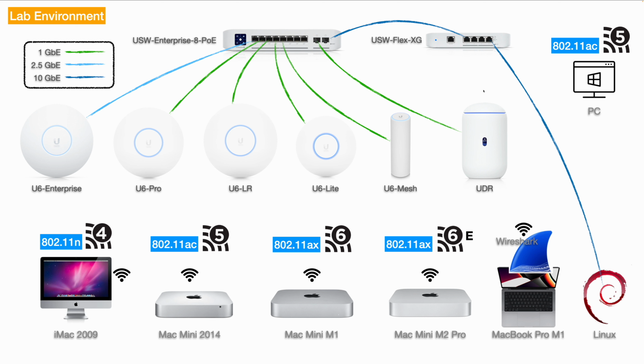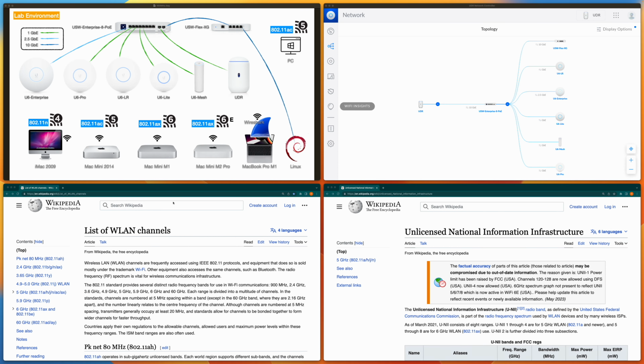Of course, in this particular video, not all the devices are required, but I'm going to use the same lab environment for multiple future videos as well. 5 GHz band is much more complicated than 2.4 GHz. In the US, there are a lot of rules from FCC about 5 GHz.